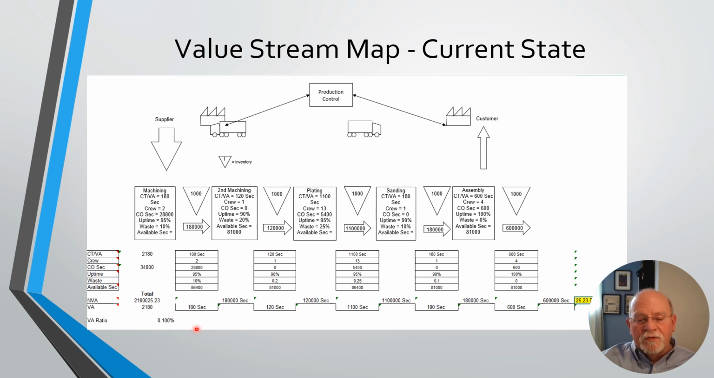This is what's called the baseline of the current operation, and the VA ratio is 1/10 of 1% for this particular operation. It's not unusual for the operation to be less than 1%. The point is we use this as a baseline to measure improvement.